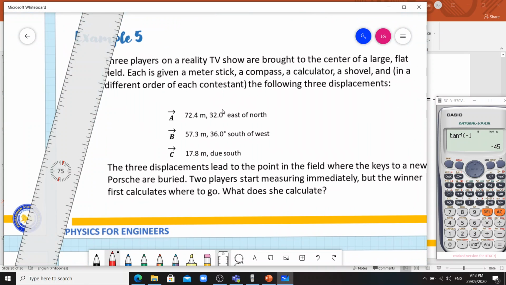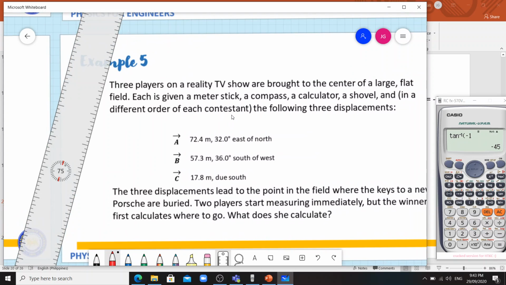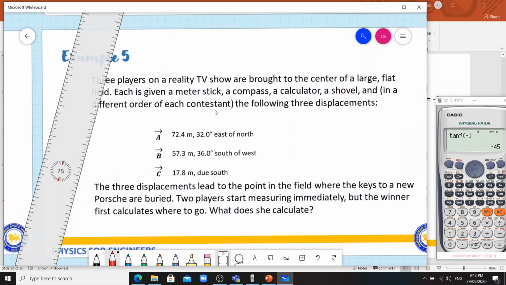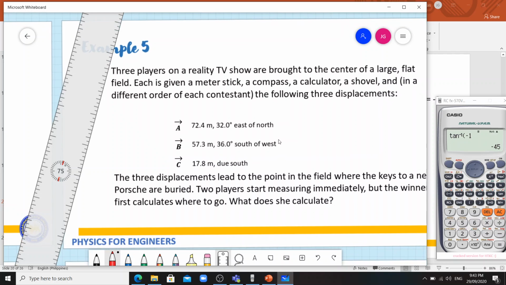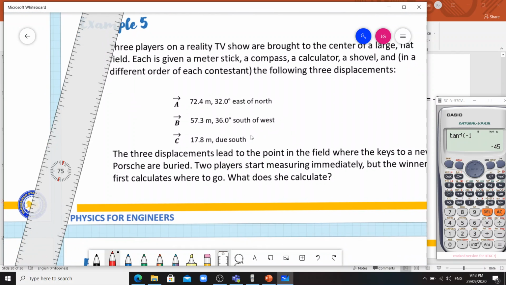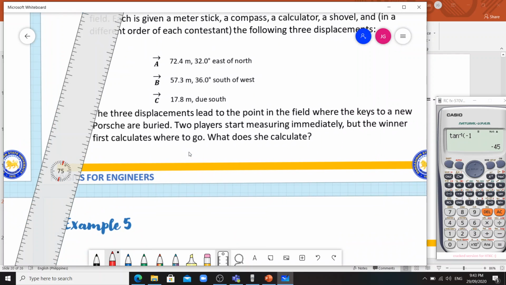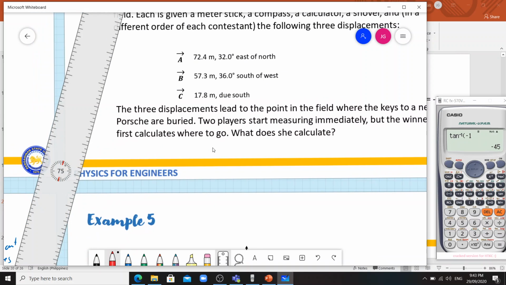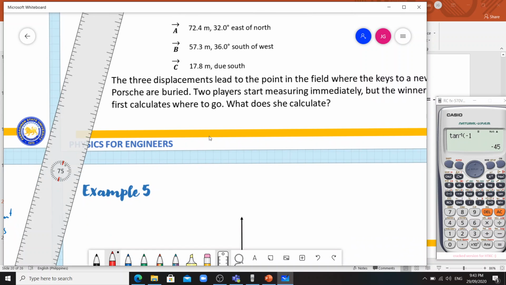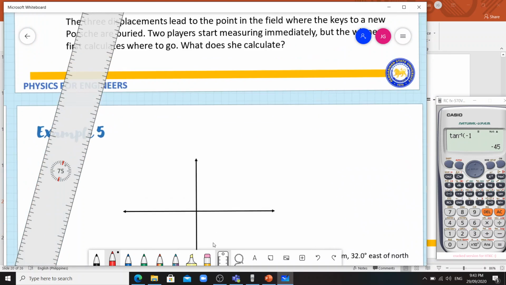Next, example number 5. 3 players on a reality TV show are brought to the center of a large flat field. Each is given a meter stick, a compass, a calculator, a shovel, and in a different order for each contestant. The following 3 displacements, yan yung displacement natin, yan yung vectors. Okay, the 3 displacements lead to the point in the field where the keys to a new Porsche are buried. 2 players start measuring immediately, but the winner first calculates where to go. What does she calculate?